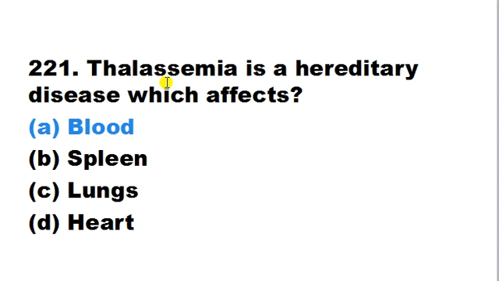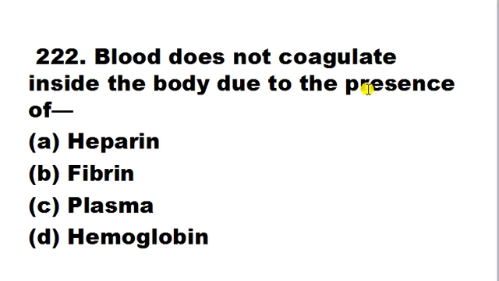Blood does not coagulate inside the body due to the presence of A. heparin, B. fibrin, C. plasma, D. hemoglobin. Its correct answer is A. That means heparin is an anticoagulant. Anticoagulant means it does not allow blood to coagulate. So blood coagulation does not occur in the presence of heparin, and heparin is found in our blood. So blood does not coagulate inside the body due to the presence of heparin. It is having anticoagulant property. That means they are not allowing blood to coagulate inside the body.